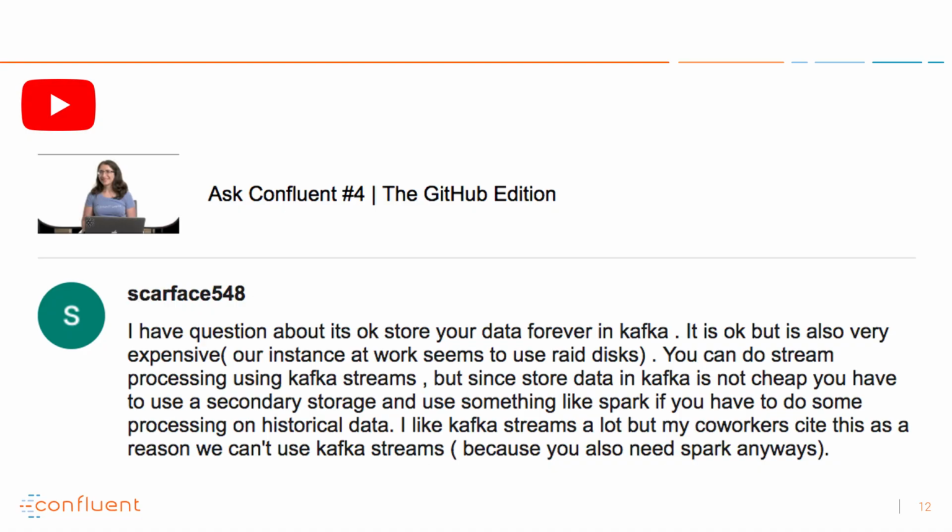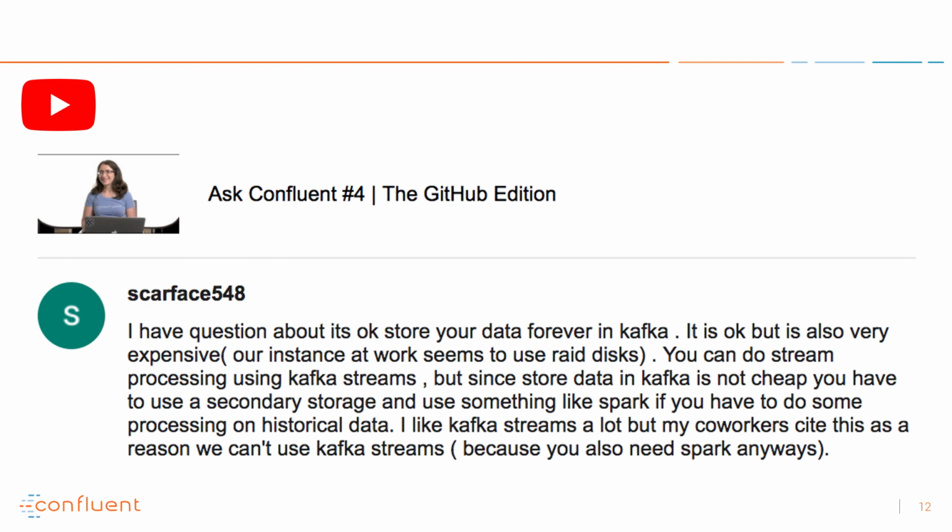But Scarface has a question about storing data in Kafka forever, because we keep saying that, and we give a lot of examples saying that it's okay or it's a good idea. And then he says, well, it's a good idea, but it's expensive. At work, I have to use RAID disks, which are expensive.